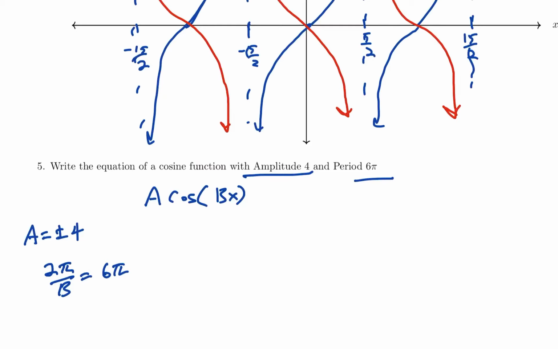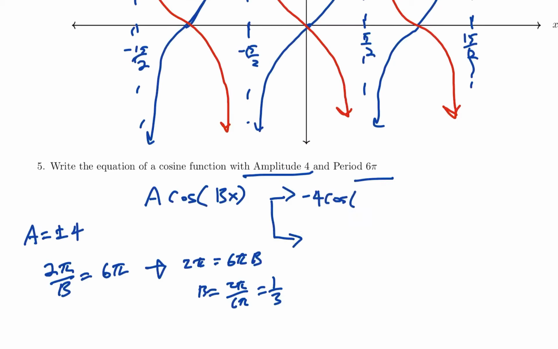So we already found a. What is b? Let's solve for b here. Let's multiply by b on both sides. b equals 2 pi over 6 pi, which is 1/3. So here we actually have two possible answers. One is negative 4 cosine of 1/3 x, and one is positive 4 cosine of 1/3 x. And if there was a vertical shift or midline, y equals, let's say, positive 2, then we just add 2 in both equations.